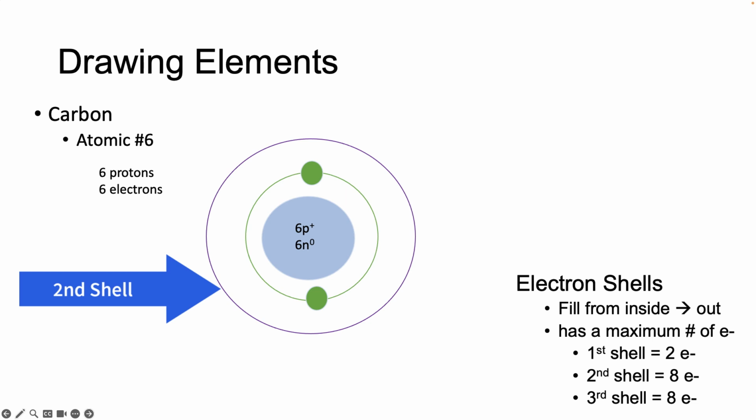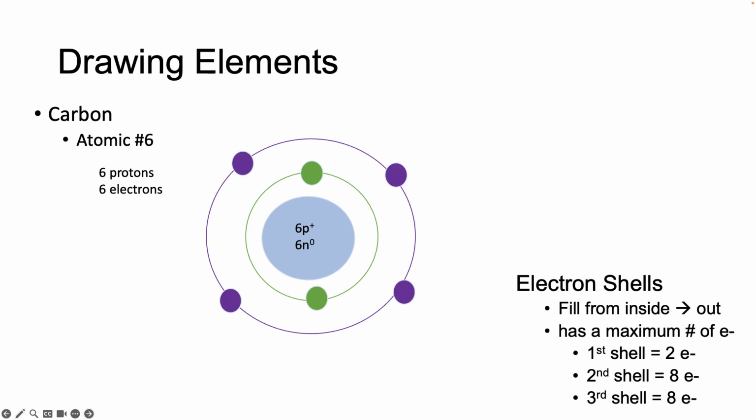Now, how many electrons do we have left? Well, we have 6 electrons total, and we've already placed 2, so we have 4 more that we have to place. So this is what the structure of carbon looks like when we do this sort of flat drawing here.